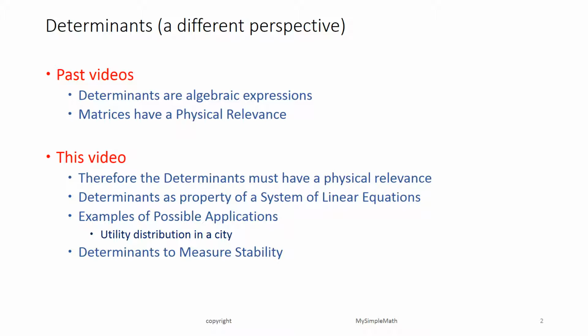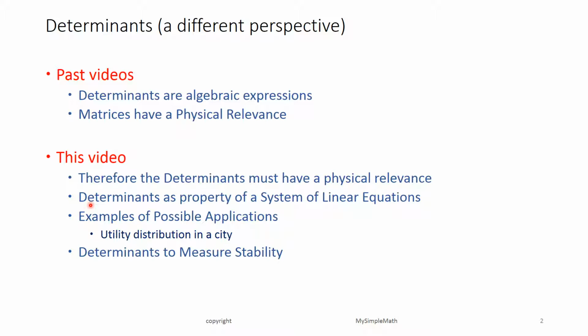Alright, so in the past videos we have seen that determinants are algebraic expressions, and also that matrices have a physical relevance, being that the numbers within the matrix have a physical content. They mean something, and therefore the determinants, which are composed of those elements, must have a physical relevance too. So let's see what it is and try to get a feel for it.